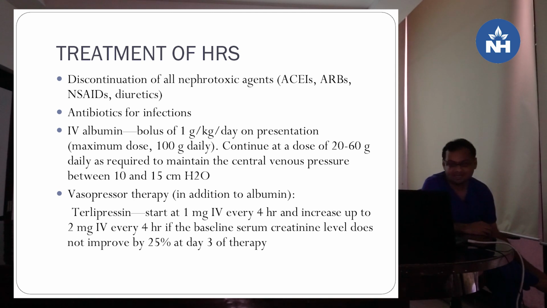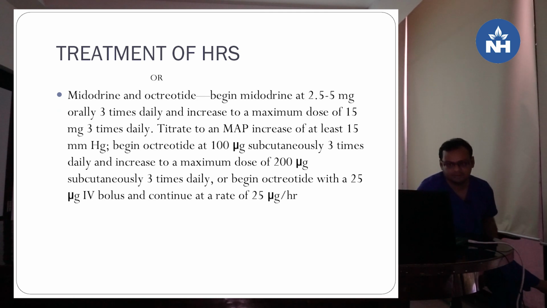Vasopressor therapy in addition to albumin is recommended, like terlipressin. Start with 1 mg IV every 4 hours, then increase up to 2 mg IV every 4 hours if the baseline serum creatinine level does not improve by 25% at day 3 of therapy. Apart from terlipressin, we can use midodrine and octreotide.